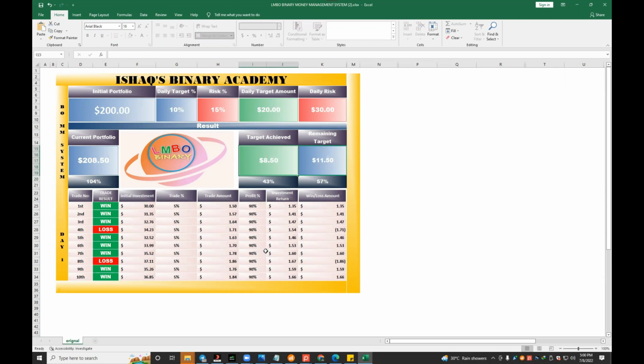So that is my suggestion for every trader who is always blowing the account. Use this money management system, and you will never lose the money.